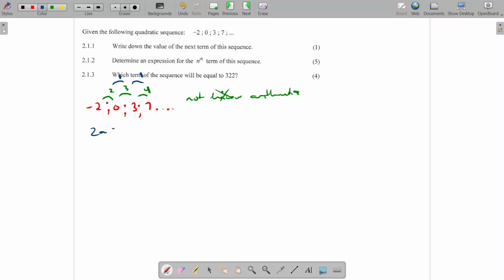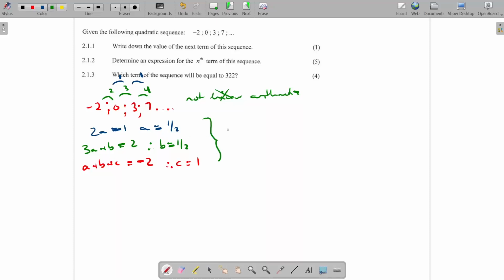The second difference here is 1, 1, 1. So we know that 2a equals 1, a equals a half. We know that 3a plus b equals 2, but if a equals a half, therefore b also equals a half. And finally, a plus b plus c equals minus 2, so a half plus a half, therefore c equals minus 3, and we have our formula.